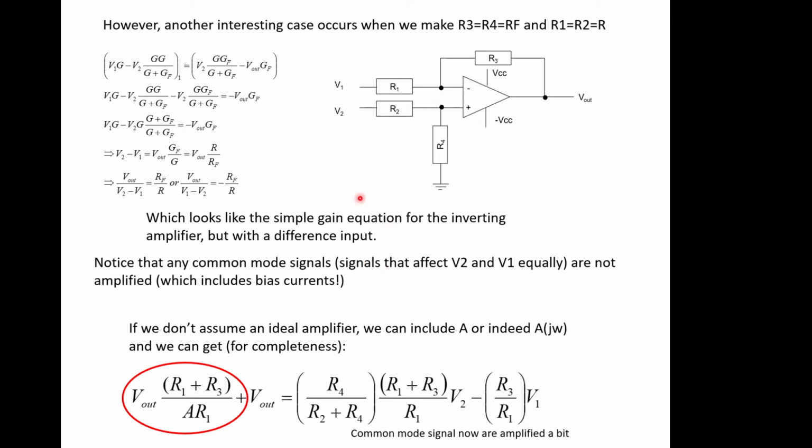So it rejects common modes. And interestingly, that includes bias currents. They don't get amplified either, which is good. You don't want that.